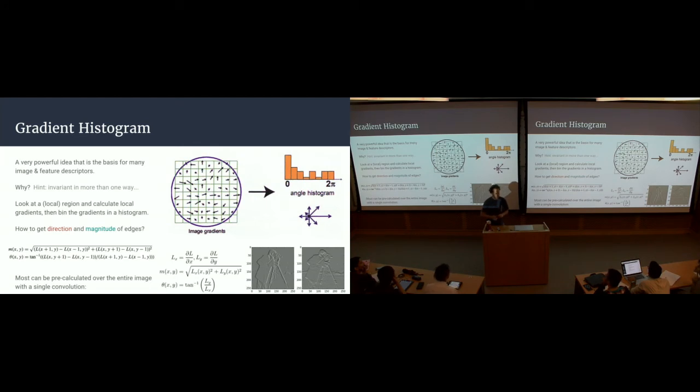Histogram of gradients and the angle. Right, yeah, we'll get to that. There's one descriptor called the HOG, the histogram of gradients, that does that for entire images. We'll see that in a second.